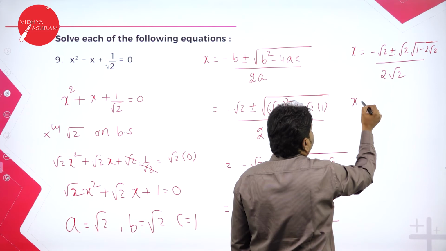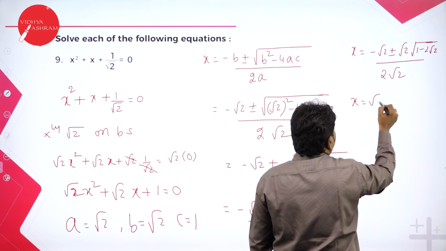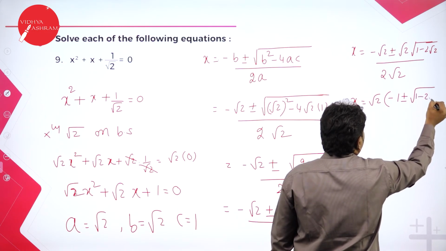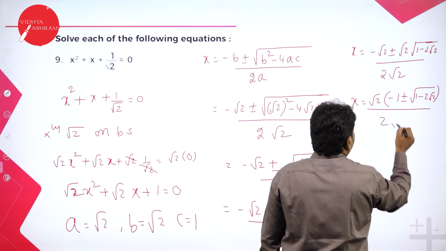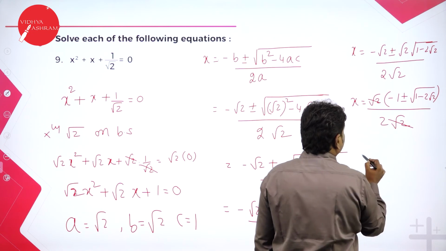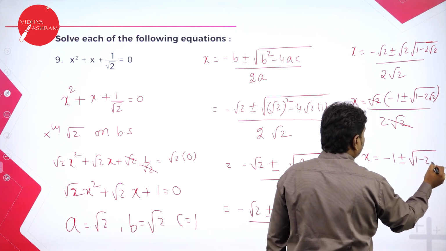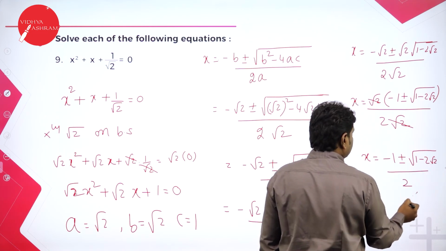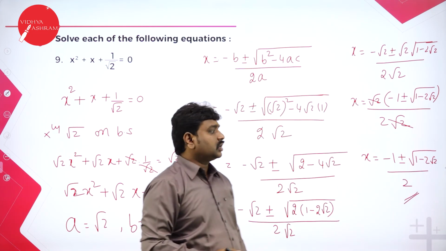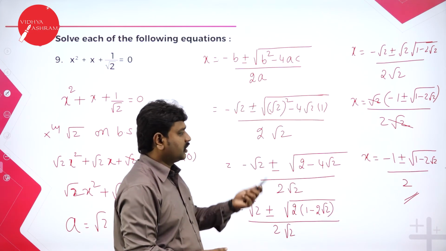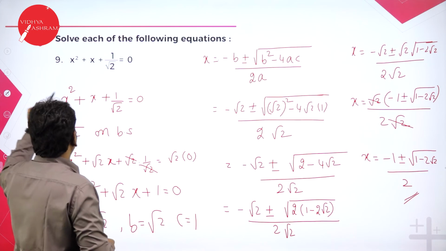In the numerator, I'll take root 2 common. If I take root 2 common, I'll be left with minus 1 plus or minus root of 1 minus 2 root 2, divided by 2 root 2. Root 2 x is equal to minus 1 plus or minus root of 1 minus 2 root 2, divided by 2. These are the roots. Further, this is a surd, you can rationalize and simplify, or you can leave it. So these are the values.